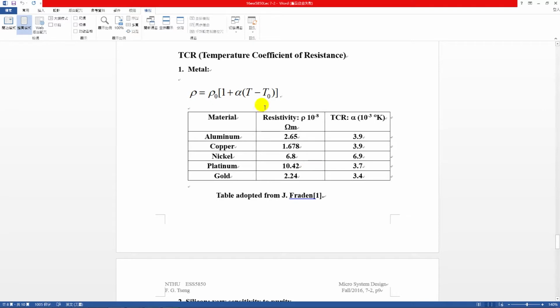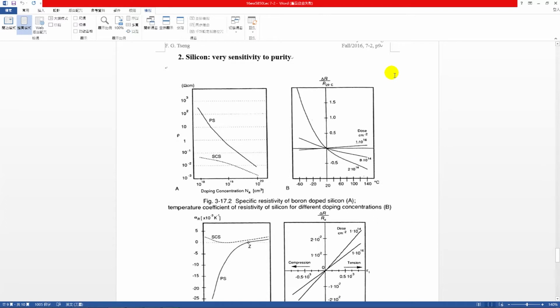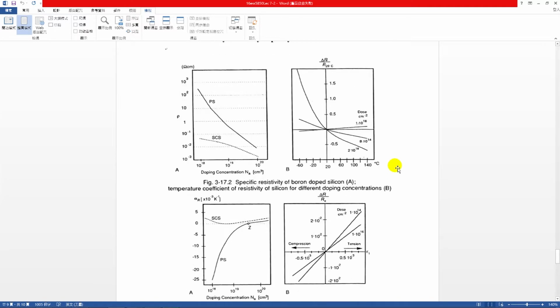However, in our system, we don't want the sensor to be very sensitive to temperature change. We want to operate at different temperatures, but with similar output results from the acceleration input. That's why we want to keep the temperature sensitivity as low as possible. So in our design, we are not using metal as a sensor. We are using silicon. So now we need to consider the temperature dependency of the silicon at different kinds of doping and different conditions. We have 4 important figures here, and now we are starting from the first figure.